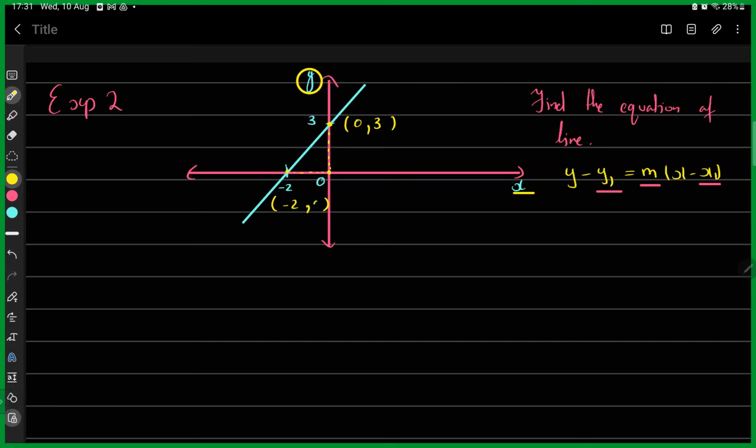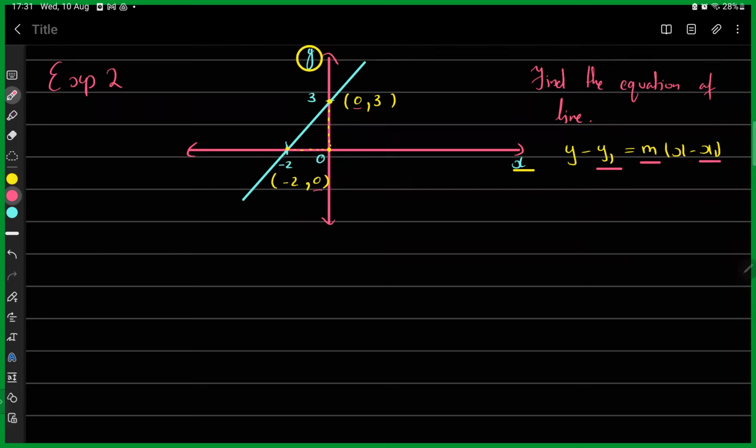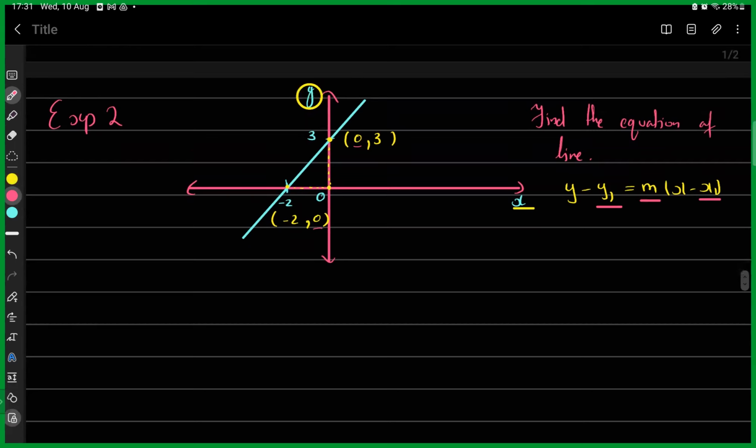So what is your learning point? Whenever something is on the y-axis, the x coordinate is going to be 0, and whenever something is on the x-axis, the y coordinate is going to be 0. This would get better, do not worry, just relax. So imagine that this line was given with the 2 points 0, 3 and -2, 0, and the question is to find the equation of line.